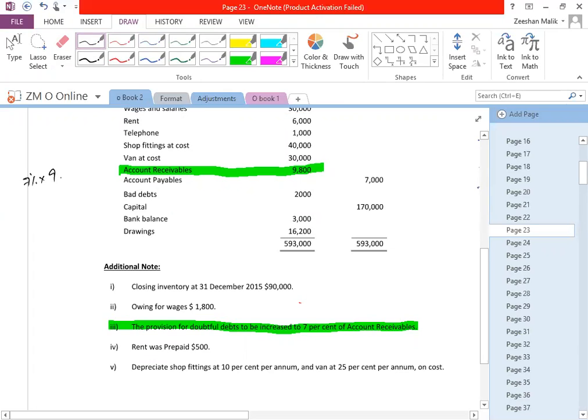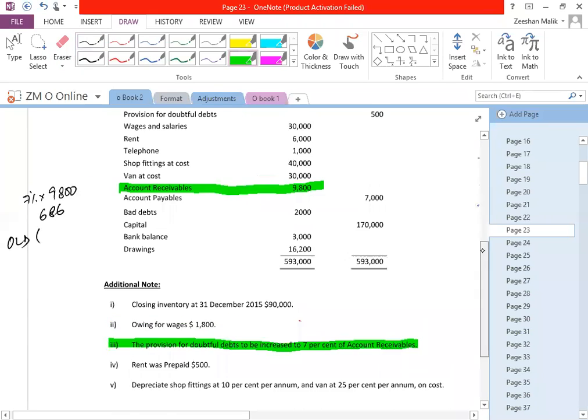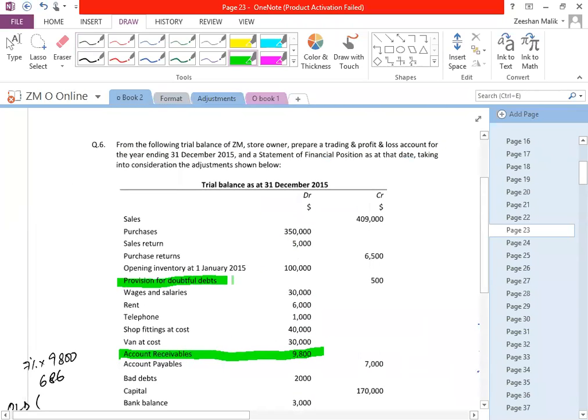7% is to be applied on 9,800. 9,800 multiplied by 7%. Kindly perform the calculations. This is 686. We need to subtract the old allowance from it. What was the old allowance? Look at the trial balance again. Do we have a previous provision for doubtful debt? Yes, we do have 500.